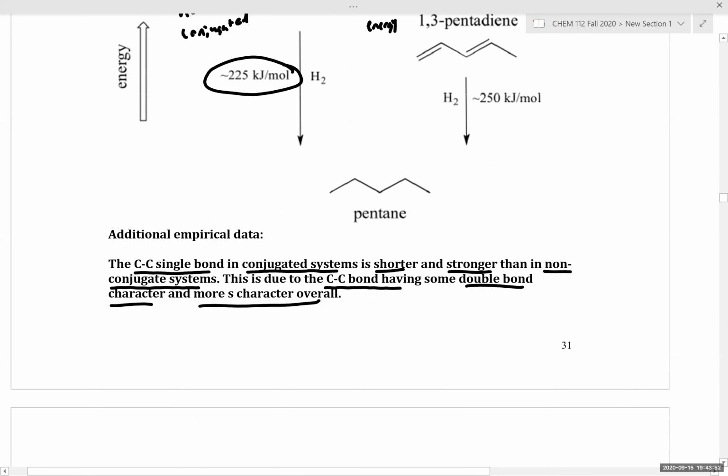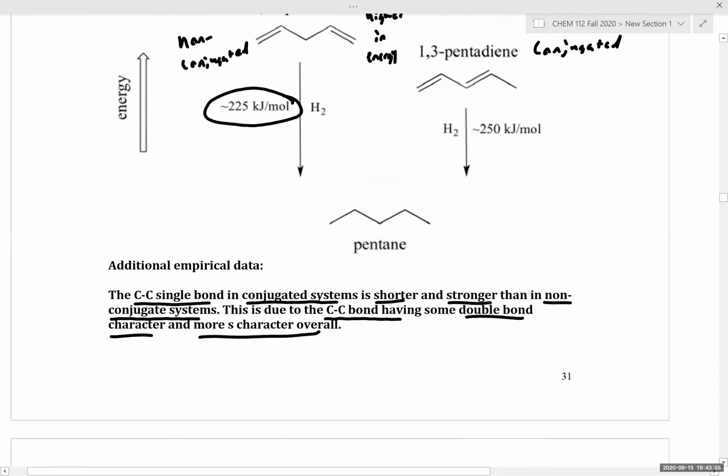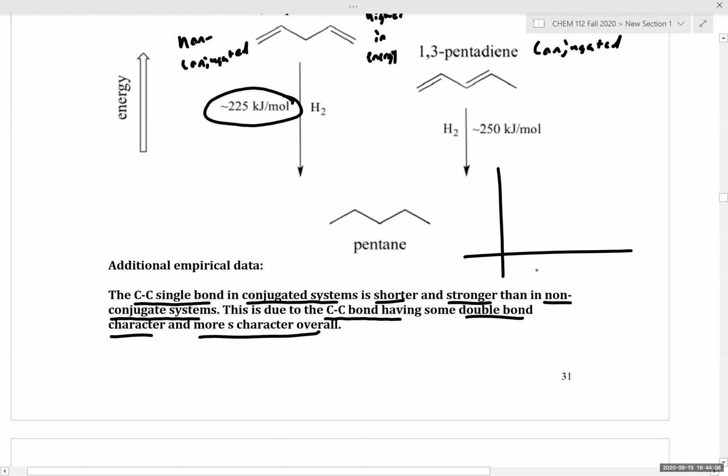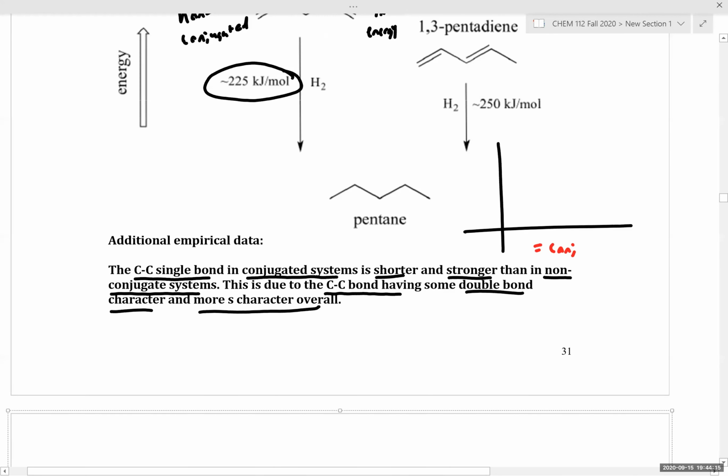So to help everyone visualize what's going on here, let's draw another picture. We're starting off with different reactants. Red we'll use for the conjugated system, and blue we'll use for the non-conjugated. Okay, so the non-conjugated system is higher in energy. And will eventually generate the same product.